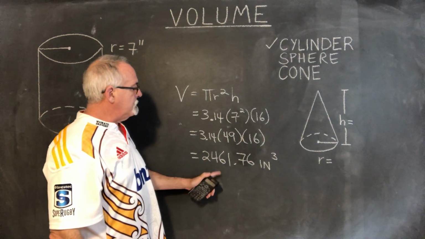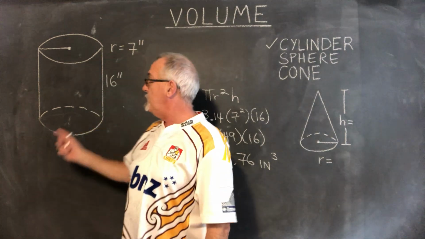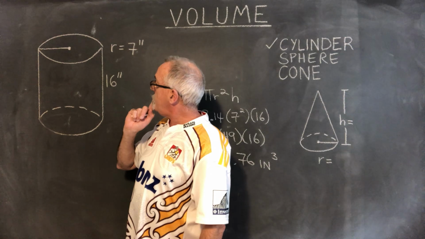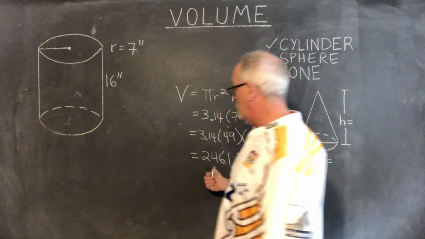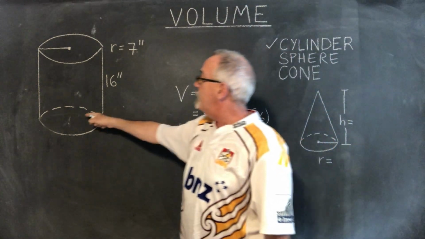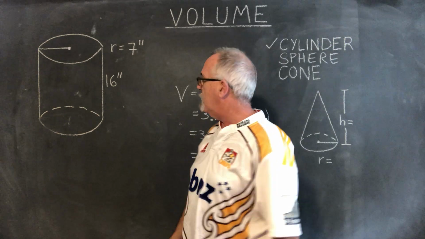Okay, 2,461.76. That's a pretty big number, but of course it's a pretty big cylinder, because a cubic inch is a pretty small little space, and almost 2,500 of them would fit into this cylinder, but that's a fairly large cylinder. It makes sense when you think about it.